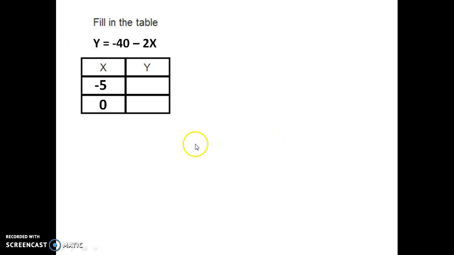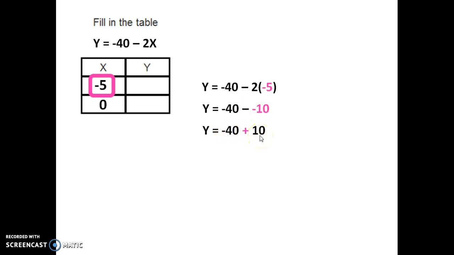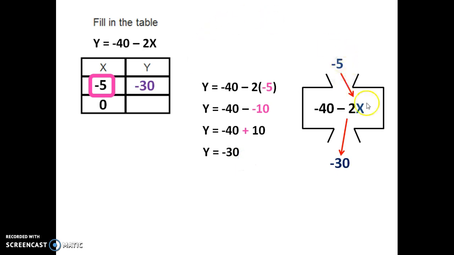Let's take a look at another example. Here our rule is y equals negative 40 minus 2x. Our first input value is going to be negative 5. When we input negative 5, we get negative 40 minus 2 times negative 5. So we get negative 40 minus negative 10. But remember from our integer review that when we subtract a negative, we add the opposite. So this becomes negative 40 plus 10, and negative 40 plus 10 is negative 30. So when we input negative 5, our output is negative 30.